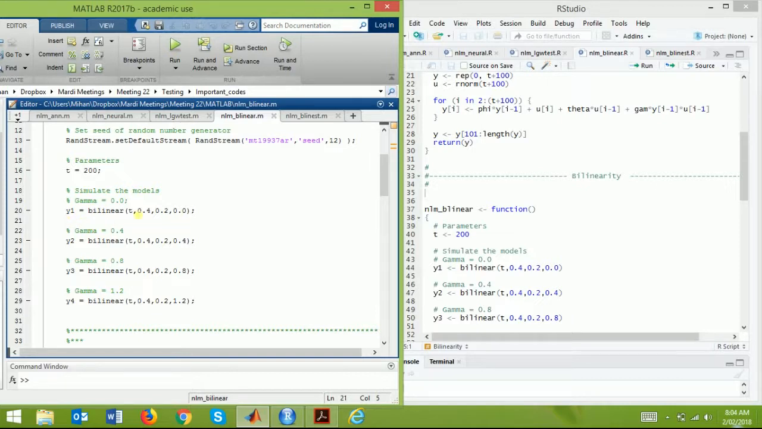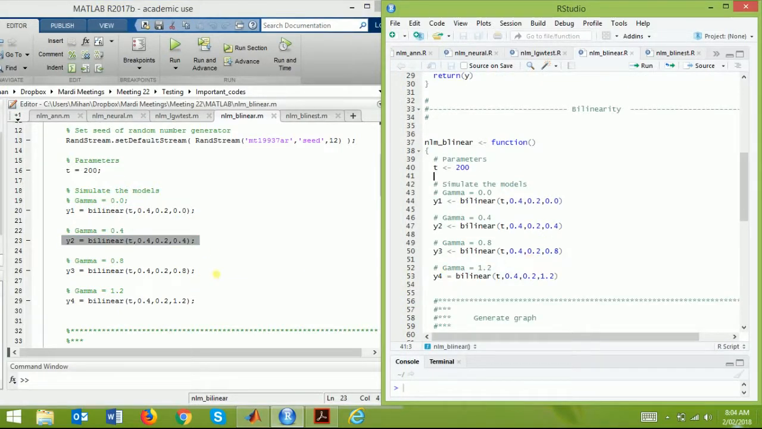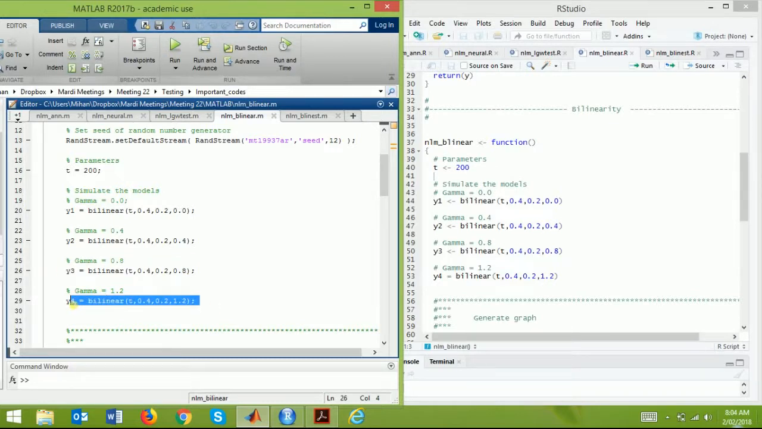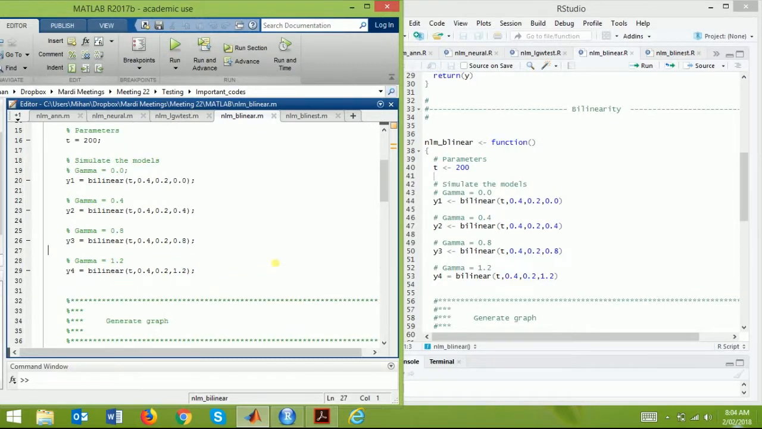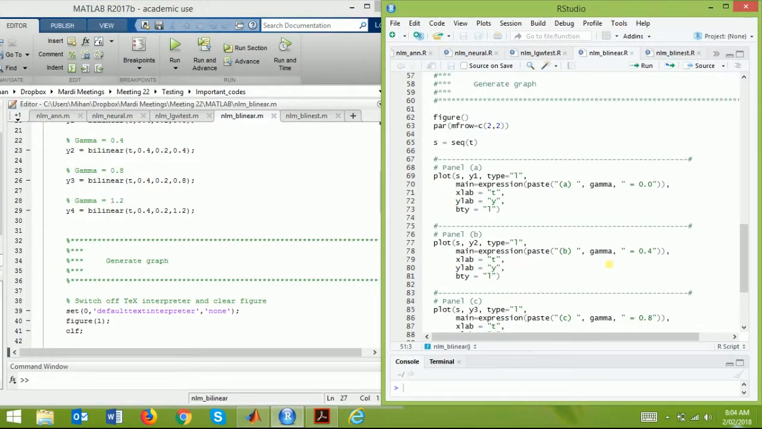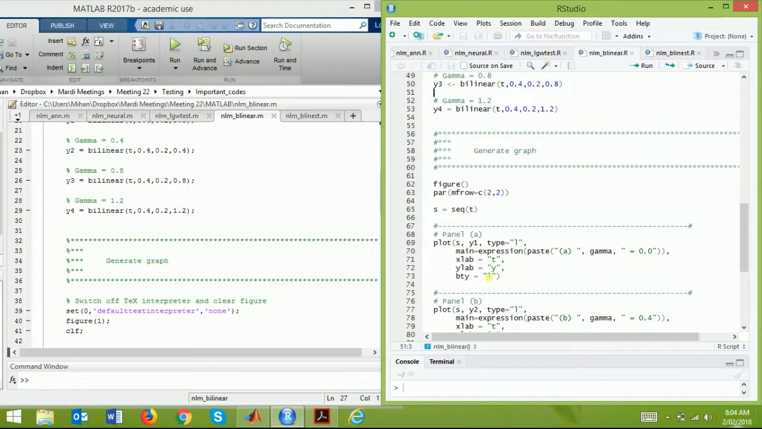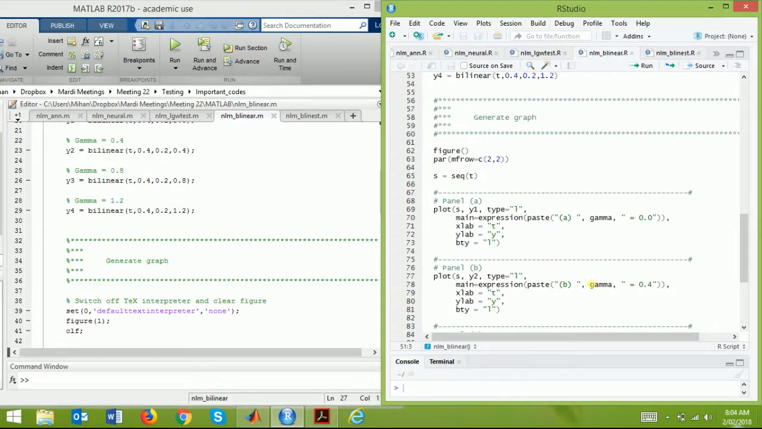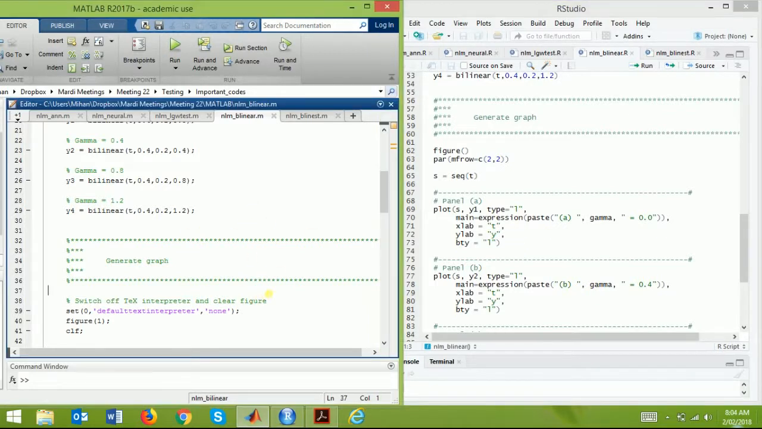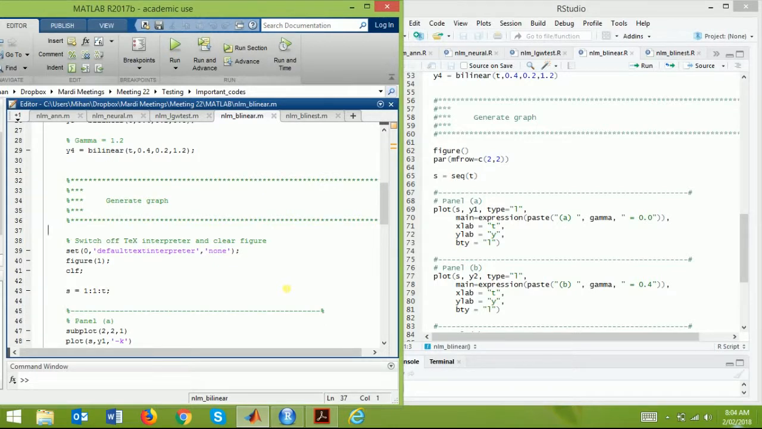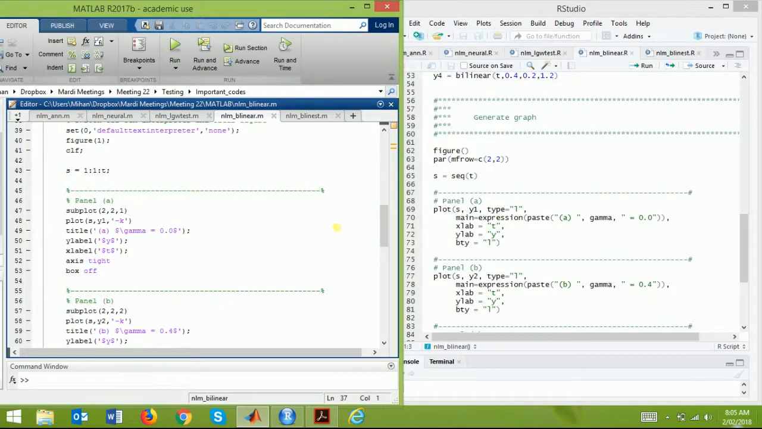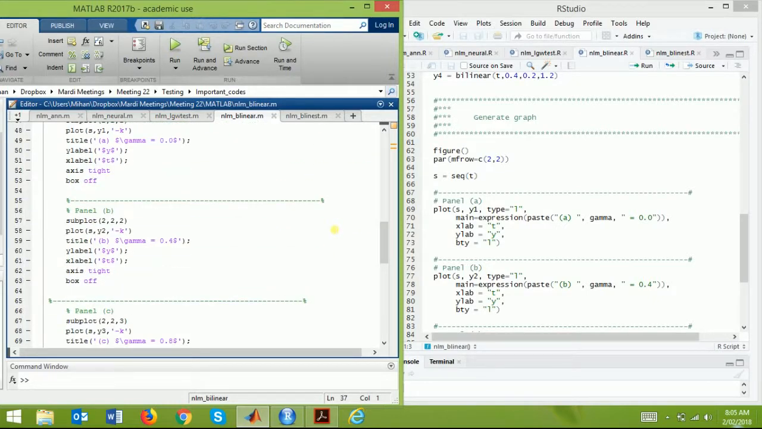Bilinear y1 is with 0, this is the first bilinear model, 0.4 the second bilinear model, 0.8 the third, and 1 the fourth. So we're just generating these bilinear models and graphing them. That is very, very simple. When we generate the graph, we're plotting y against t, every time with different gammas, that's all. We see that the first two generate a linear model, and the second two capture the bubbles, and that is how from random numbers we can generate a bubble.